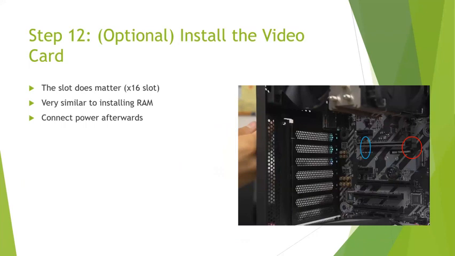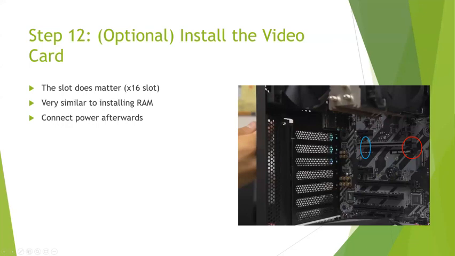Now, this step is optional and only applies if you have a dedicated video card. But if you do, then you'll need to install it right here as well through the PCIe slots. And the PCIe slots are located just under your CPU most of the time. Now, just like with installing the RAM, the slot does matter. You should generally install it to the closest slot near the CPU and make sure it is an x16 slot or any slot that your video card supports, because generally this is the slot that will be the fastest.